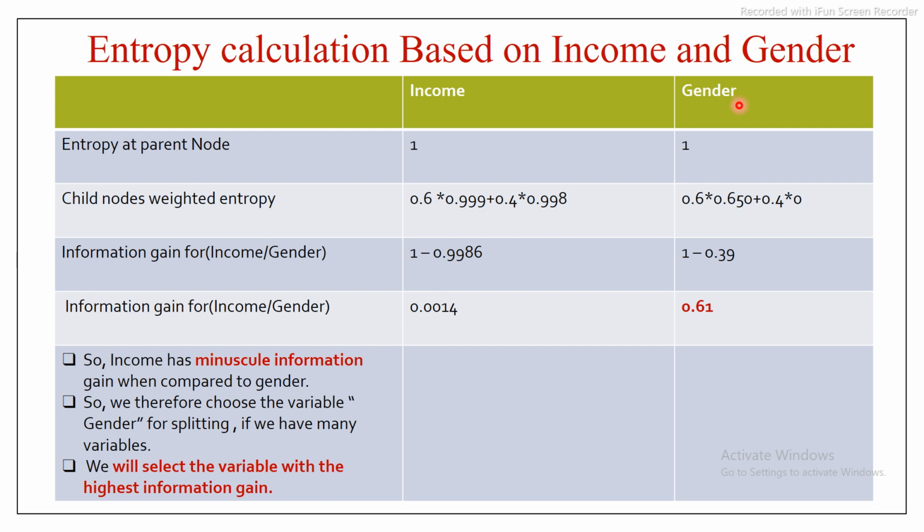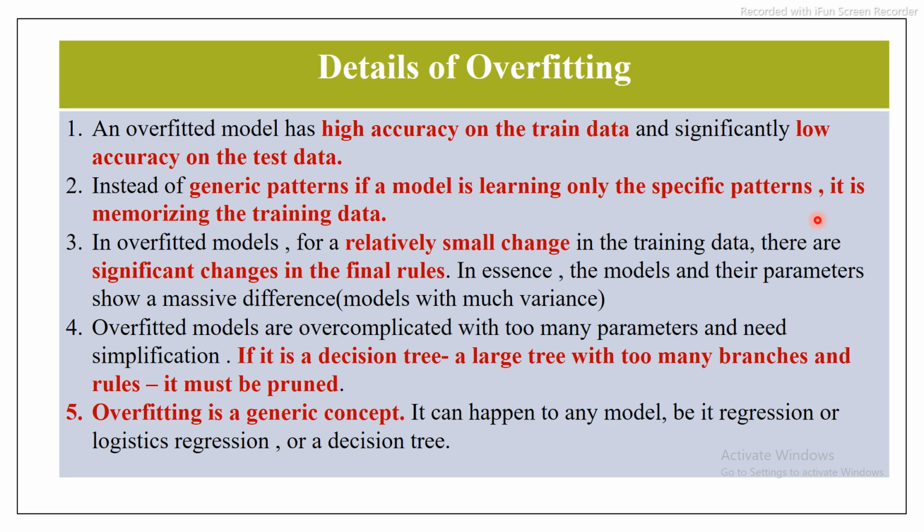So here we will take gender as a node, and then we will split by higher or lower income and which class they belong to, whether they will purchase it or not. Okay. So there comes a concept of overfitting and underfitting. Whenever you are using machine learning algorithms, you will face this problem of overfitting and underfitting.